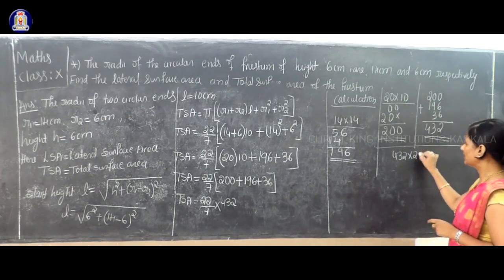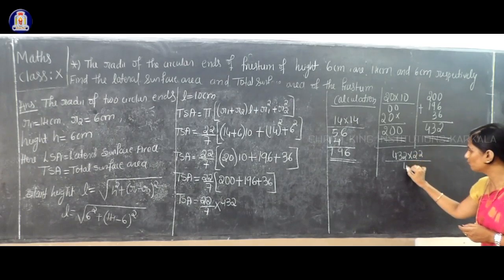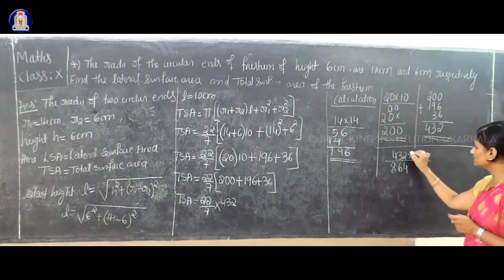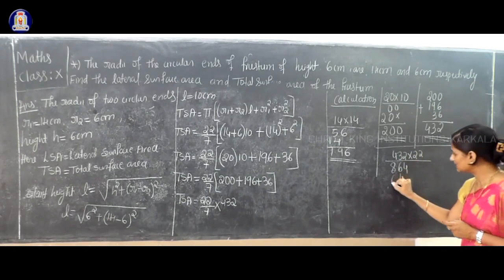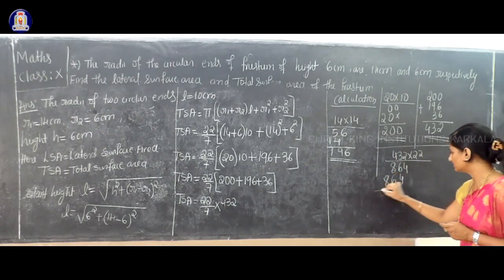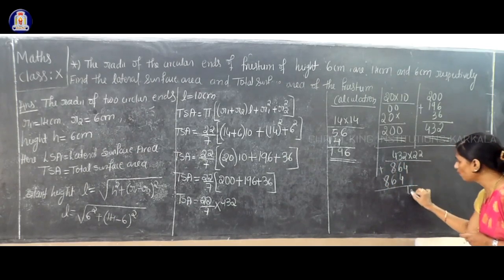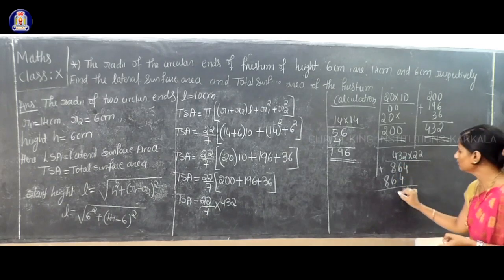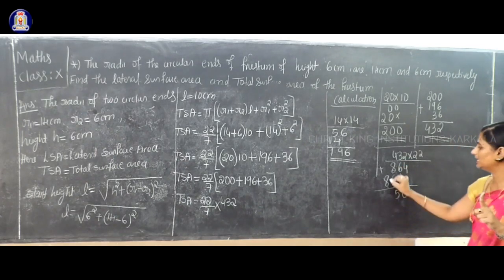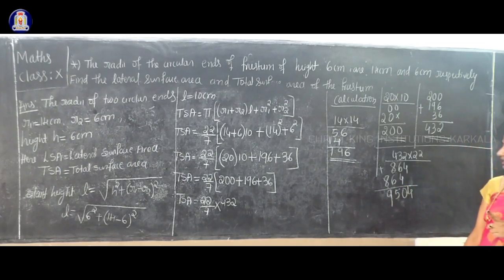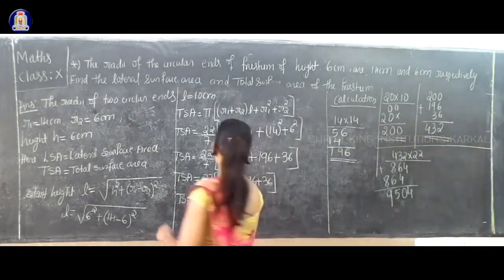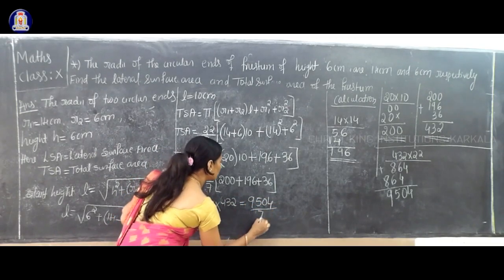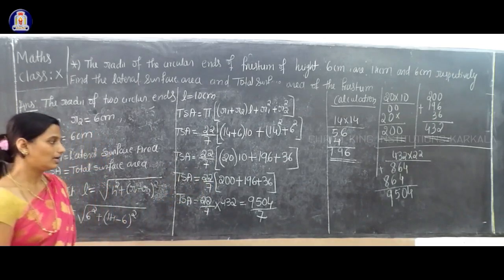432 into 22. So 2 2s are 4, 2 3s are 6, 2 4s are 8. Next, 2 2s are 4, 2 3s are 6, 2 4s are 8. So add, correct now? 4, 6 plus 4, 10, 1 remainder. 8 plus 6, 14, 14 plus 1, 15, 1 remainder. 8 plus 1, carry is 9. So 9, 5, how much is it? Right here, it is 9504 divided by 7.